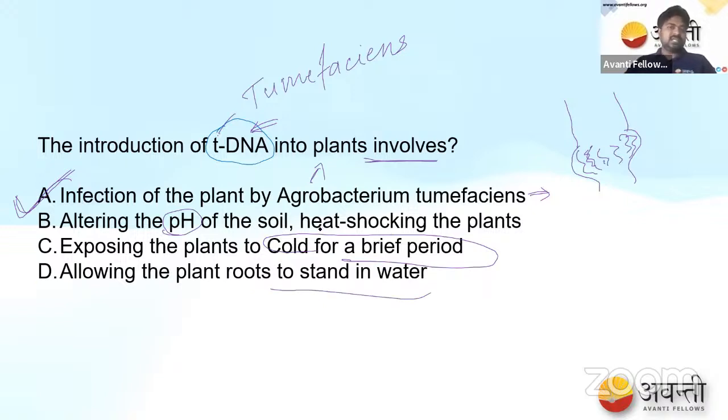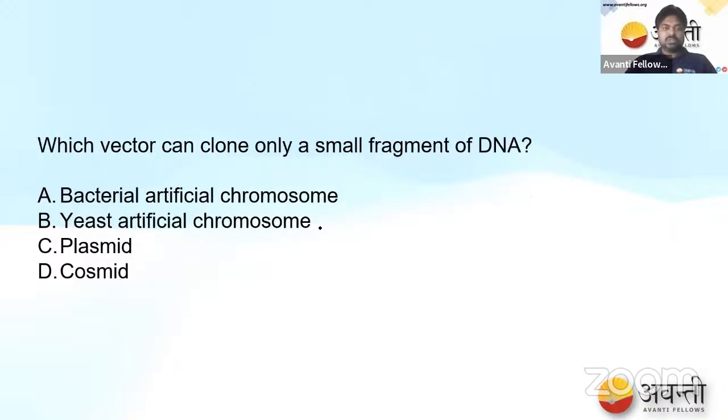That's why option A is the correct one. Next question on your screen is, which vector can clone only a small fragment of DNA? मतलब कौन सा वेक्टर नीचे दिए गए ऑप्शन में से कौन सा वेक्टर है जो एक स्मॉल फ्रैगमेंट ऑफ डीएनए के लिए काम में आएगा या उसको वो लेके जा सकता है.